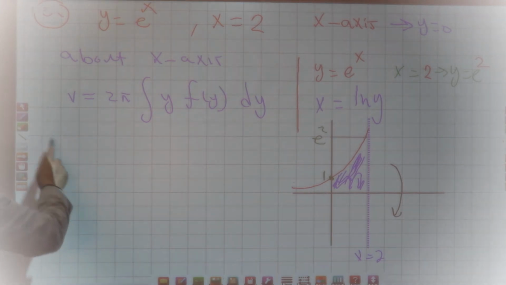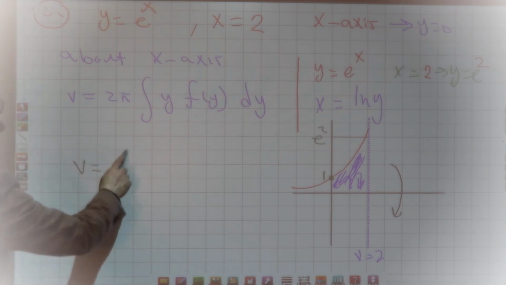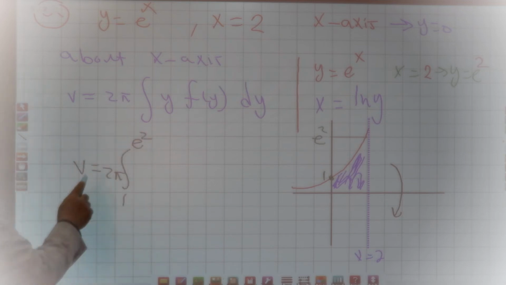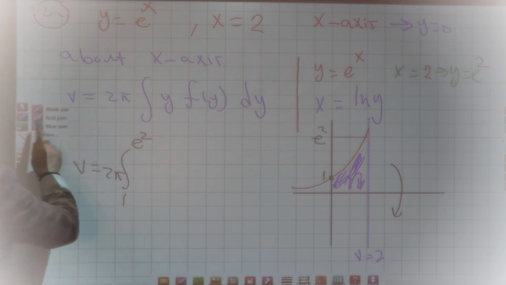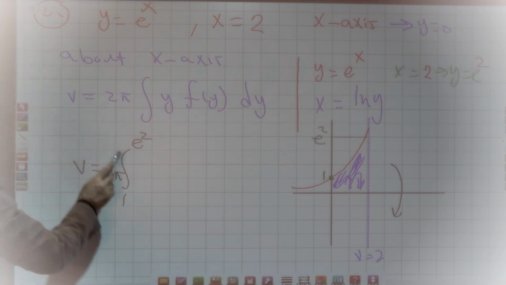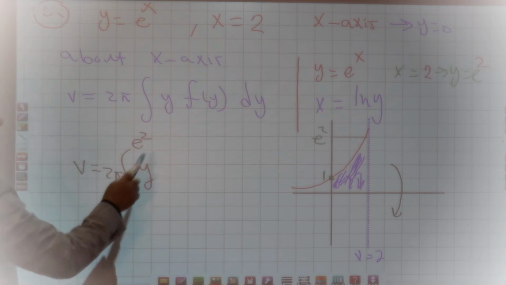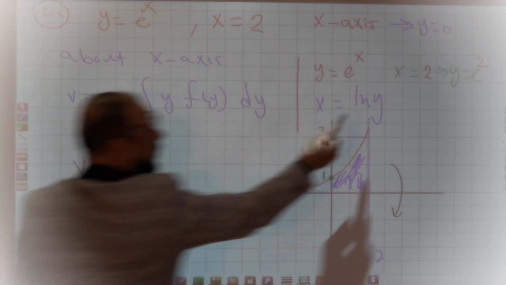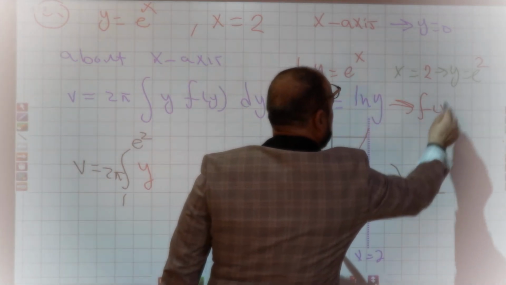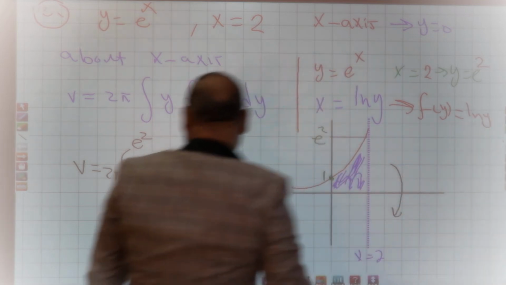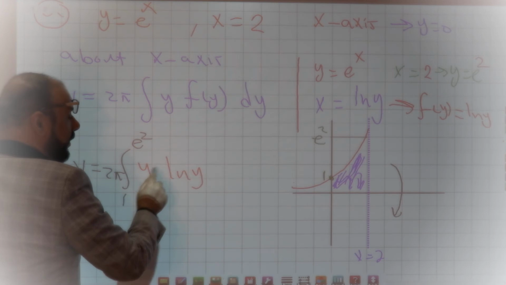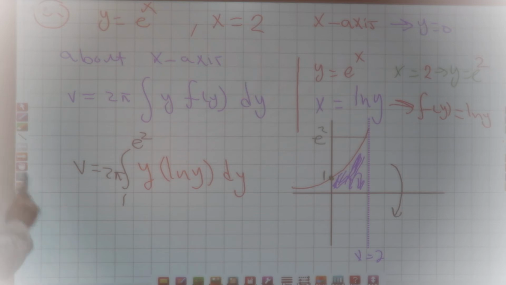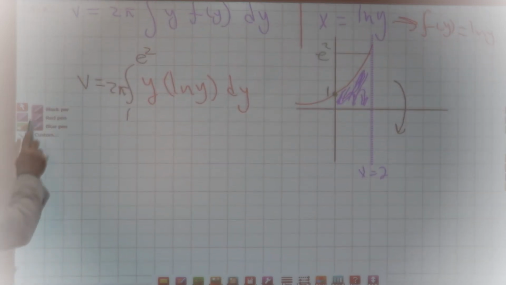The volume is 2 pi, integral from 1 to e squared, and my radius is y, right? My radius is what? y, and my function f of y, where we find x here, f of y equals ln y, ln y dy. This is integration by parts. Integration by what? Parts.